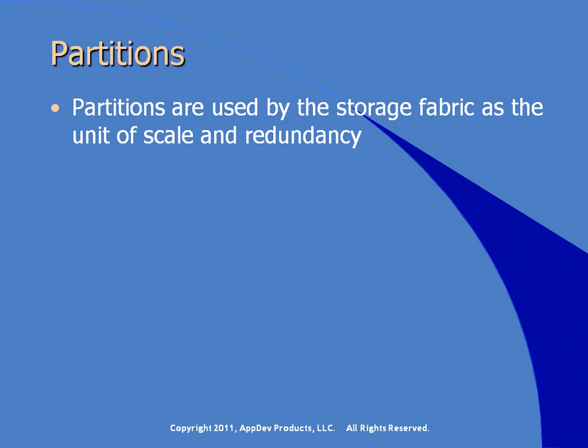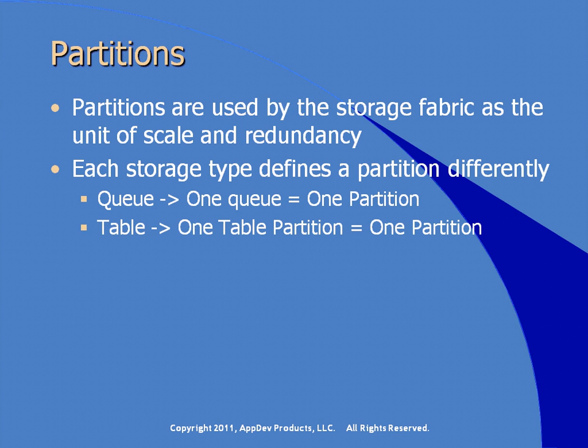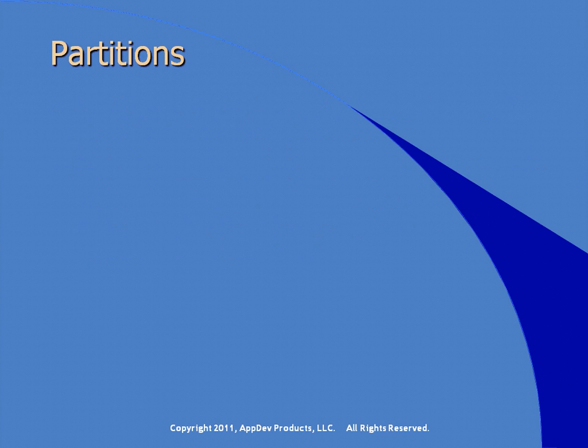So let's talk about partitions, because this is going to be critical when working with Windows Azure Storage. Partitions are used by the storage fabric as the unit of scale and redundancy, meaning each storage type defines a partition differently. For example, for a queue, one queue equals one partition. For a table, one table partition equals one partition. And for a blob, one blob equals one partition. Partitions are used by Windows Azure Storage to determine performance and redundancy. How is Windows Azure going to scale out? This is all based on partitions.